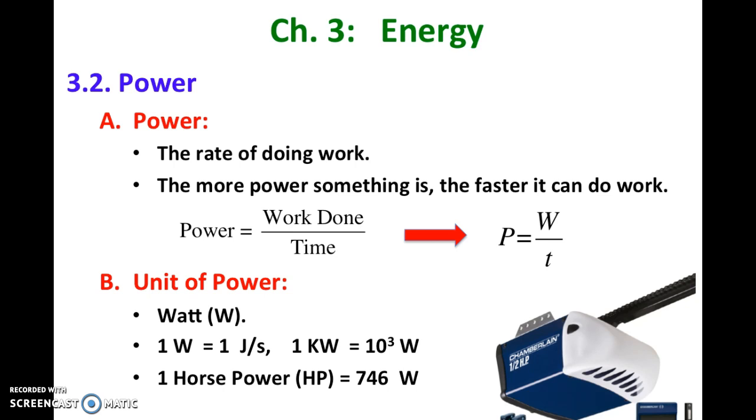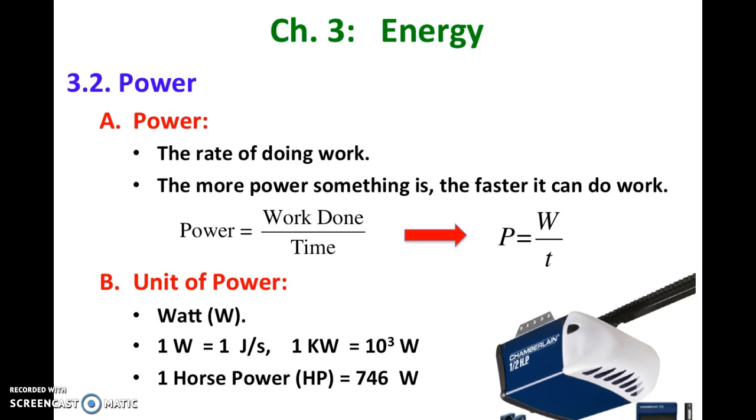Power is a quantity to describe how fast to do work. It can be simply defined as the rate of doing work, or work done per unit time. Power equals work done divided by time, P equal W over T. The more power something has, the faster it can do work.